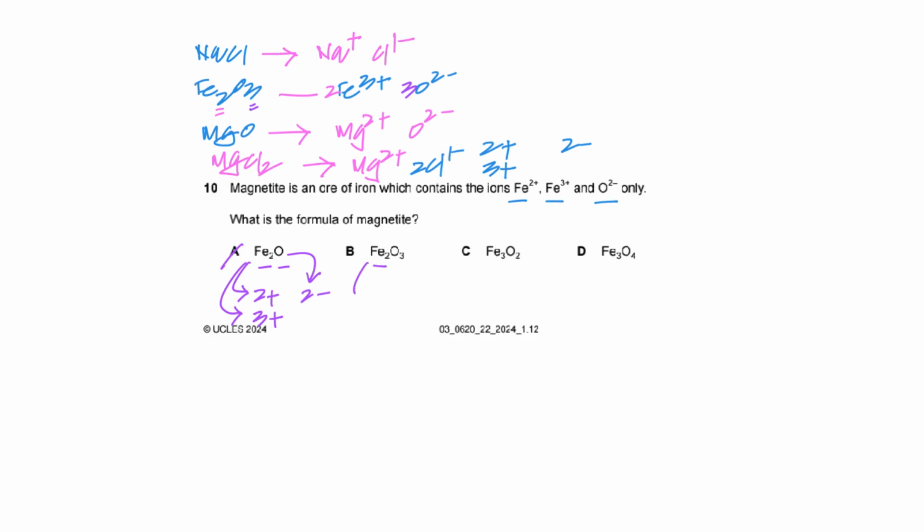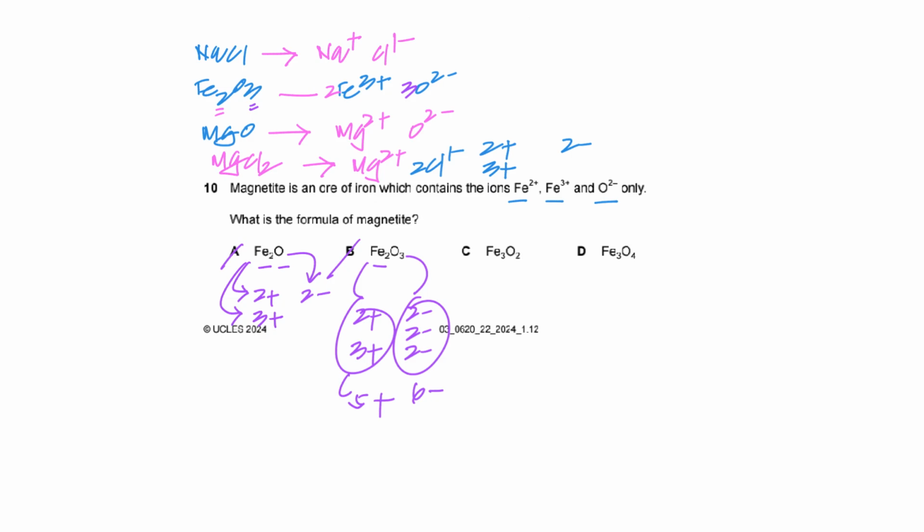Similarly, you have 2 iron ions here. So one must be a 2+ and the other must be 3+. And you have 3 O2- ions. So in total, how many negatives do you have? A 2-, a 2-, a 2-. So in total, you have 6 negatives. So is a 6- balanced by a 5+? Absolutely not. So B is also incorrect.